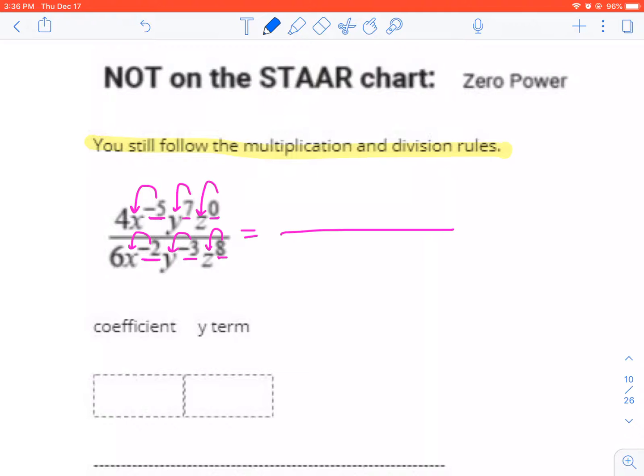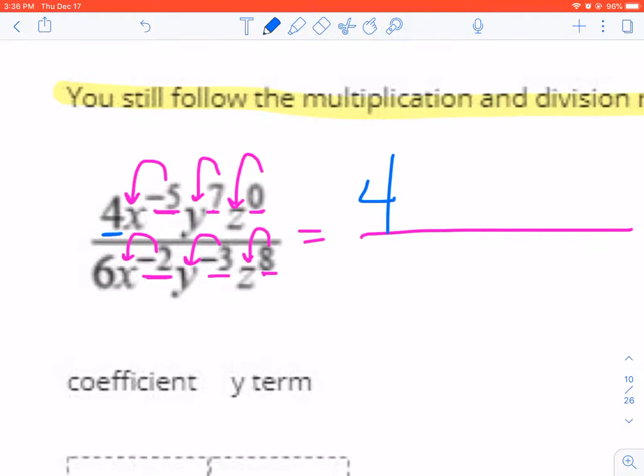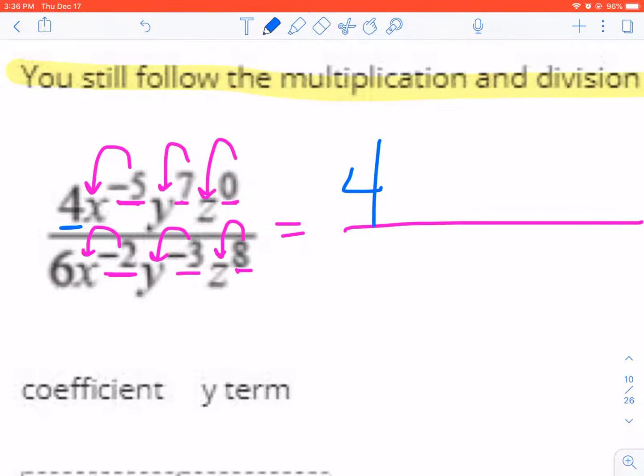So now I'm going to start to write these down. The 4 is happy on top. And remember that it's just a 4. We can put an exponent on it if we want, that invisible 1, but we don't have to. And so that 4 is going to be on top. Now this x to the negative 5 right now is unhappy. It's sad being on the top. So what we're going to do is rewrite it on the bottom.